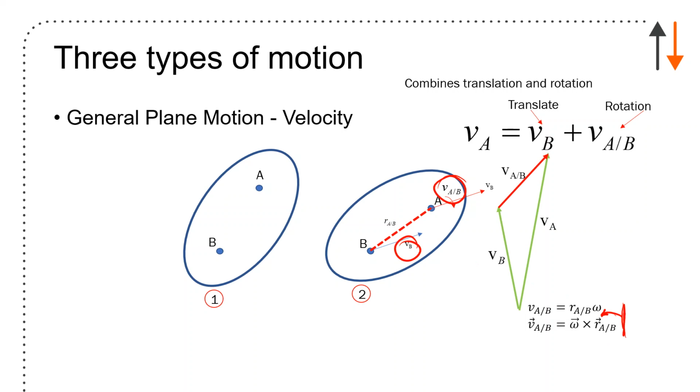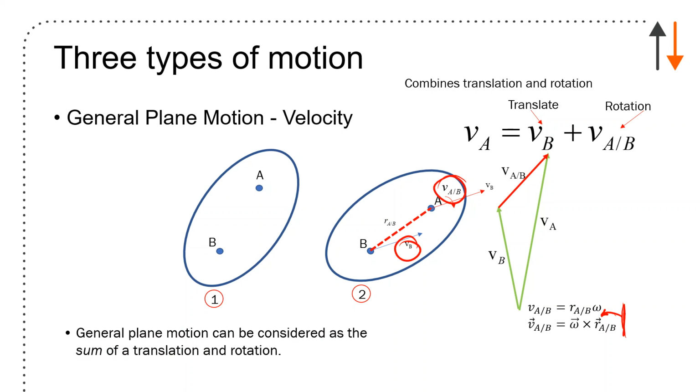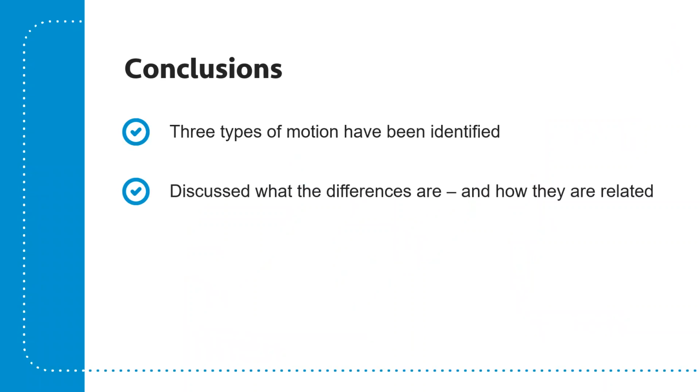Again, you have a vector sum and you get a vector result. If I want the velocity of A, it's the velocity of B plus the velocity of A relative to B. If I wanted the velocity of B with respect to A, it would be the same line with an opposite arrow. So, general plane motion is just the sum of translation and rotation.